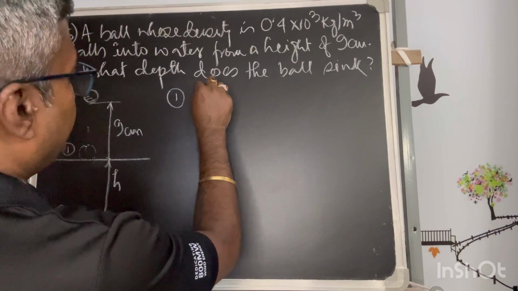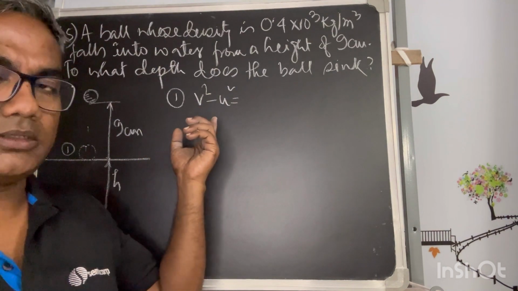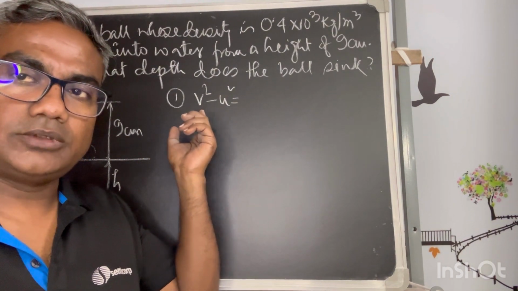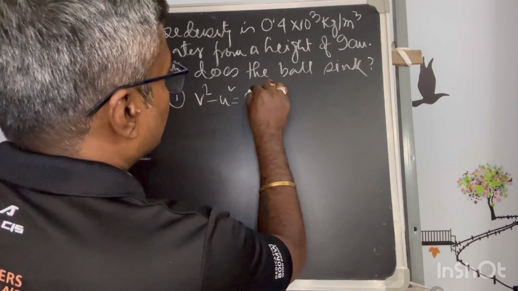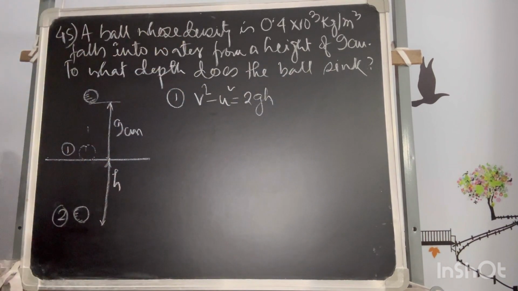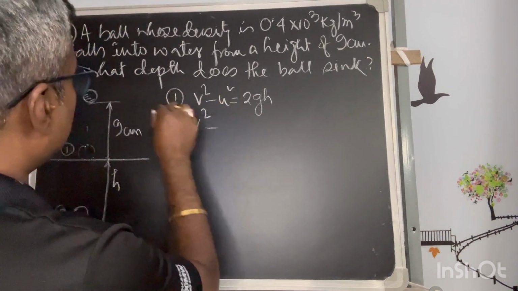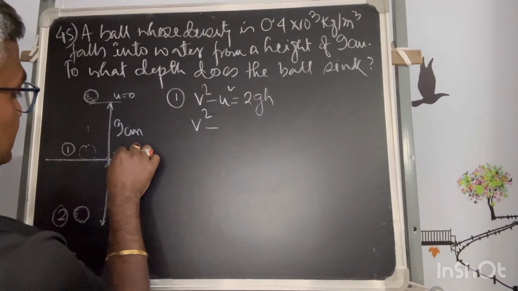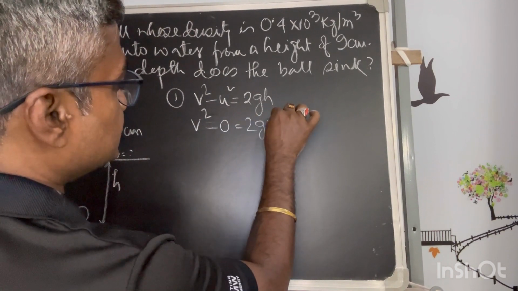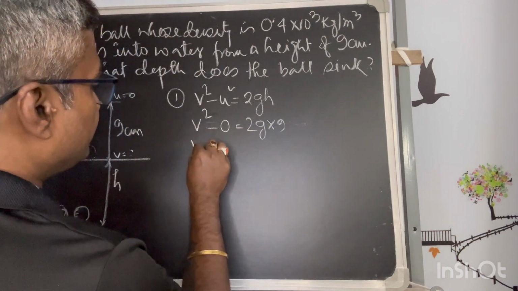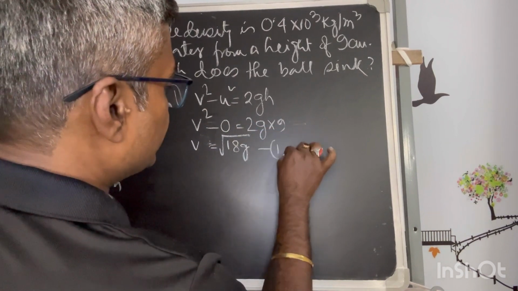For case 1, we know v square minus u square, as you have already covered in kinematics, for motion under gravity, is 2gh. Here u is 0, v is the final velocity we have to find, so v square minus 0 is 2g times h, where h is 9. So v square is equal to 80g, and v is the square root of that. This is my first equation.